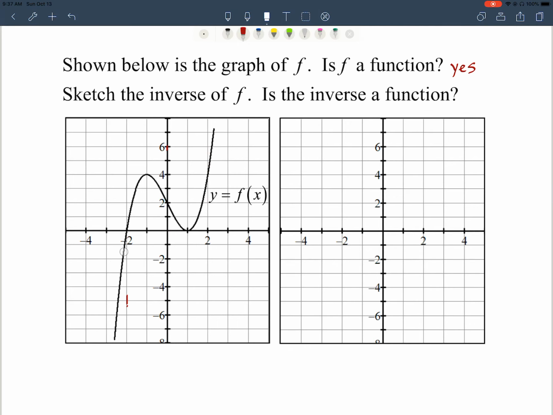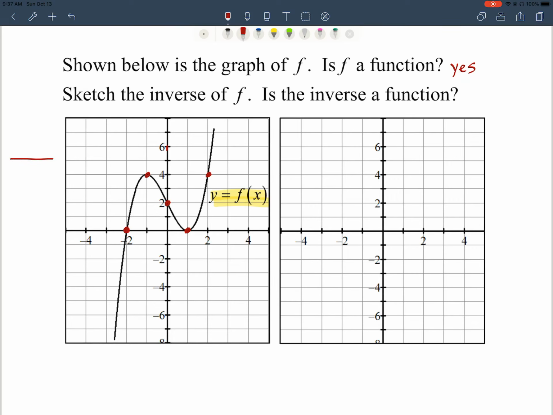Okay, so now we're going to talk about how we graph inverse functions. The first thing we're going to do is we have our initial graph here of y is equal to f of x. So let's collect some points off of this graph. We have the points -2, 0, -1, 4, 0, 2, 1, 0, and then 2, 4. That should give us the shape of the graph.